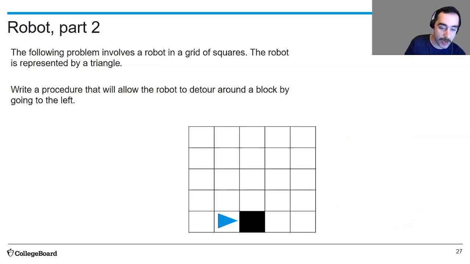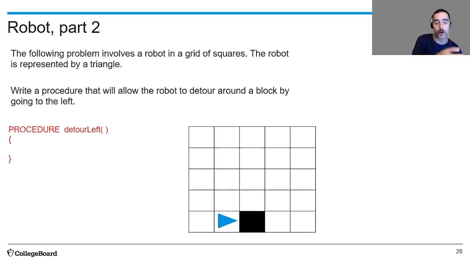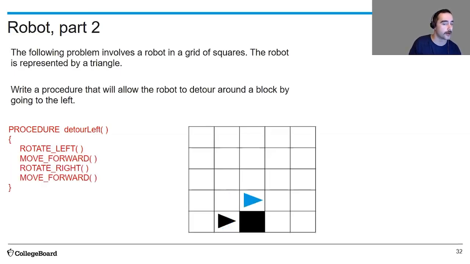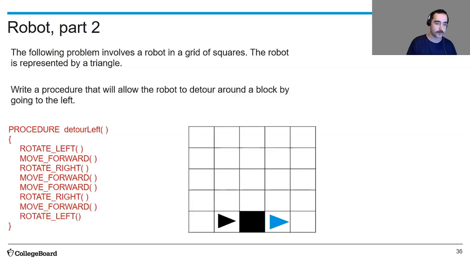All right, let's see how we did and see if what I have matches yours. So I chose detour left as my name since we're going to go around the left-hand side. And I started with rotate left, and then I moved forward, rotated right, moved forward, rotated right, moved forward, rotated left. It's really easy to get stuck on the right and the left there, so just make sure we had everything correct. But hopefully you gave it a good name, and hopefully you gave it a set of instructions that would allow the robot to go around the block.